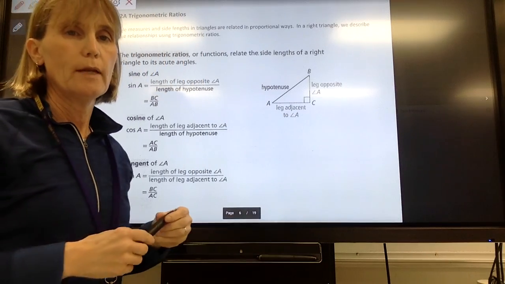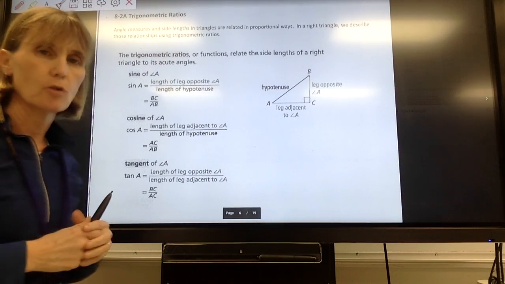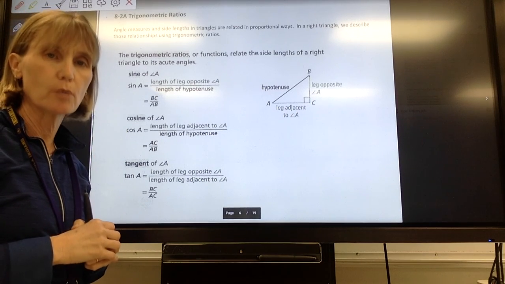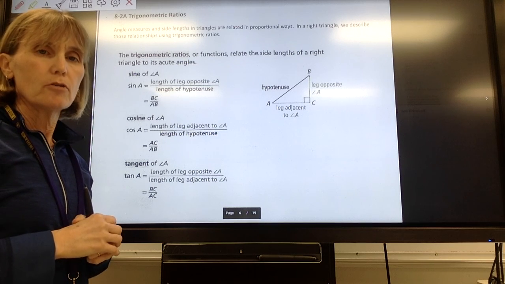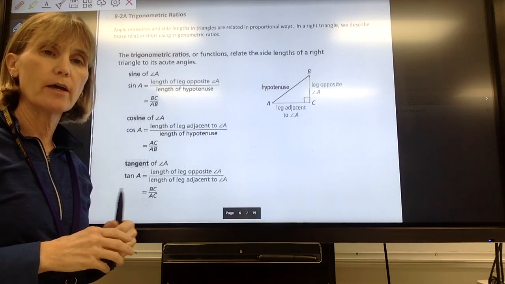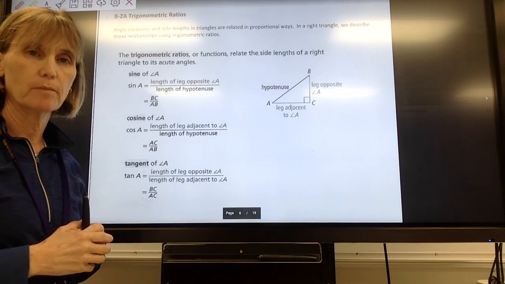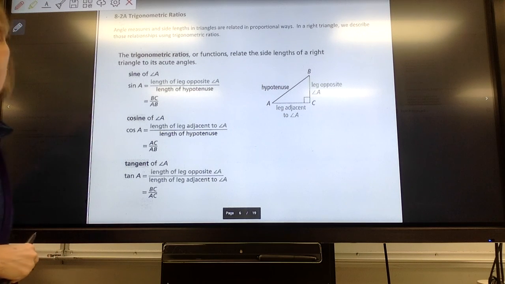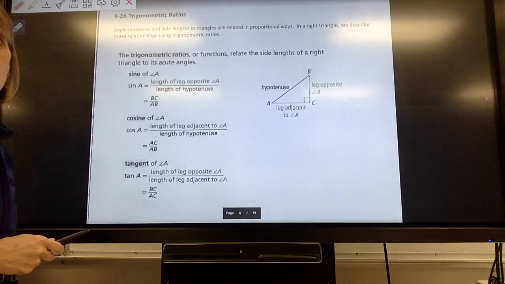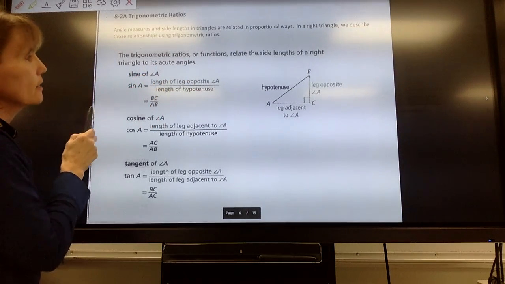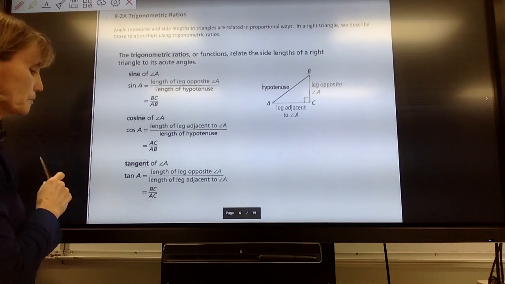All right, the next thing that we're going to look at with our right triangles is we're going to spend a little bit of time working with some trigonometric ratios. We can use trig ratios, sine, cosine, and tangent to help us out finding different side lengths and angle measurements. Angle measures and side lengths in triangles are related in proportional ways. In a right triangle, we describe those relationships using trigonometric ratios. The trig ratios or functions relate the side lengths of a right triangle to its acute angles.